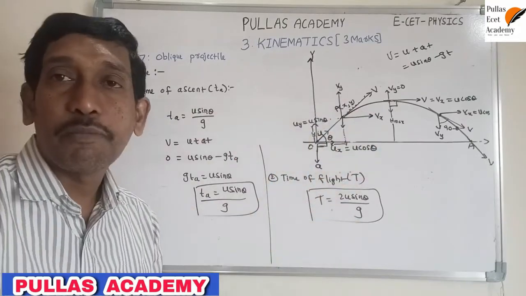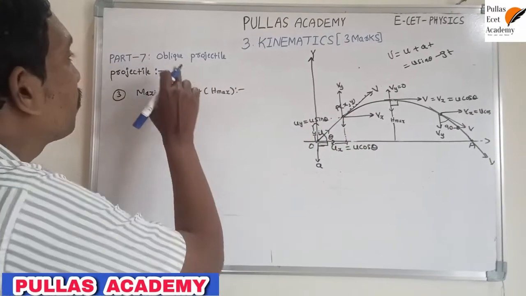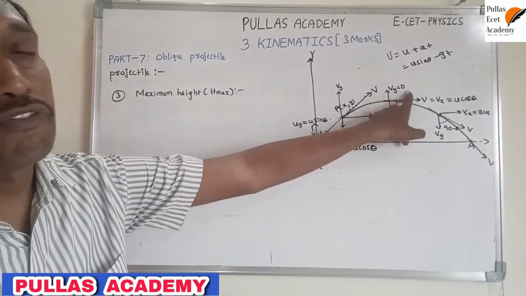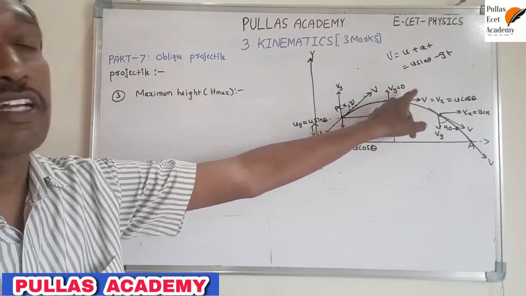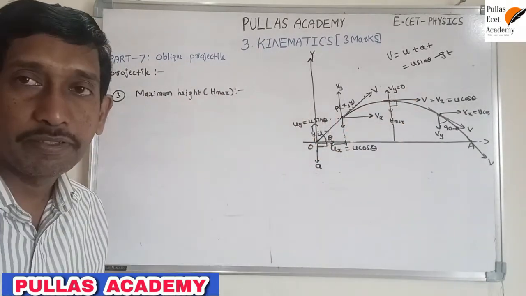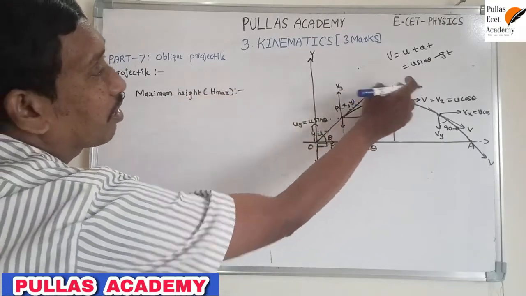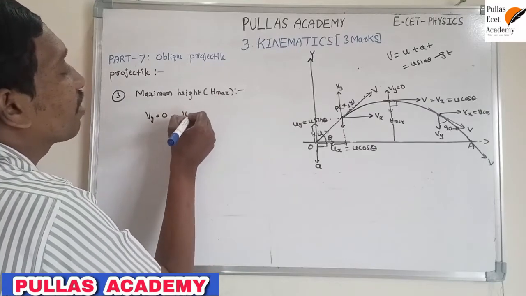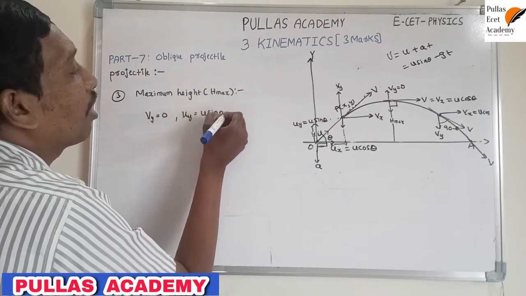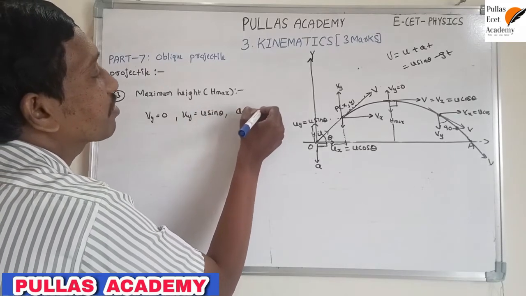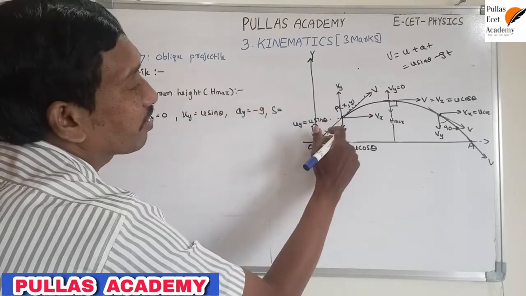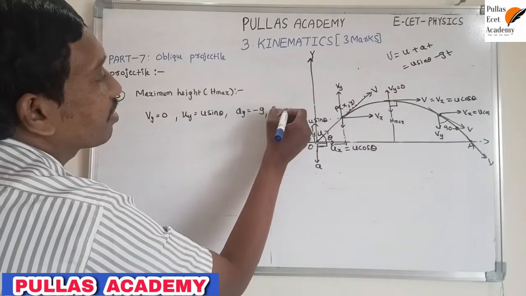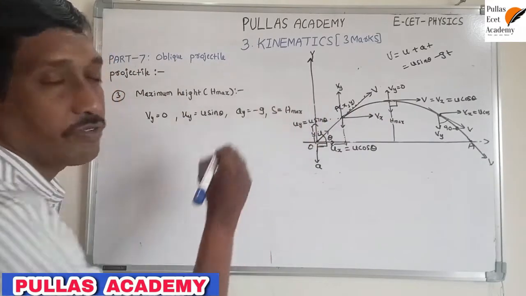Now we are going to discuss the maximum height. What is maximum height for oblique projectile? At a certain height, the vertical component of velocity is 0 for oblique projectile. That certain height is called the maximum height. Along the vertical direction, initial velocity uy is equal to u sin theta, and acceleration is always minus g. When it reaches this point, this is the vertical displacement y, but we consider it as h max.